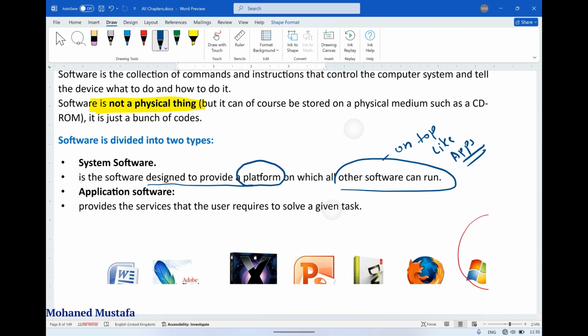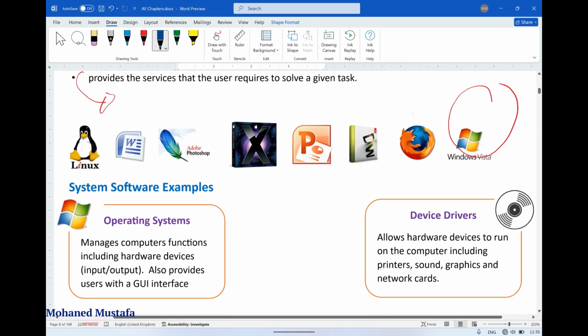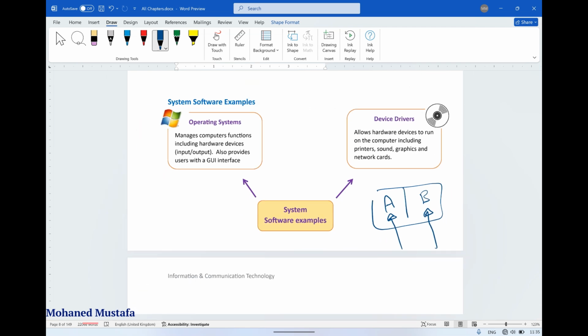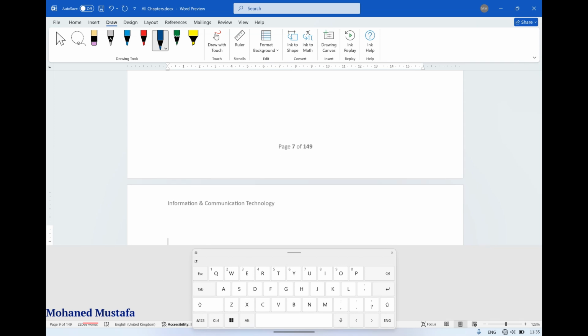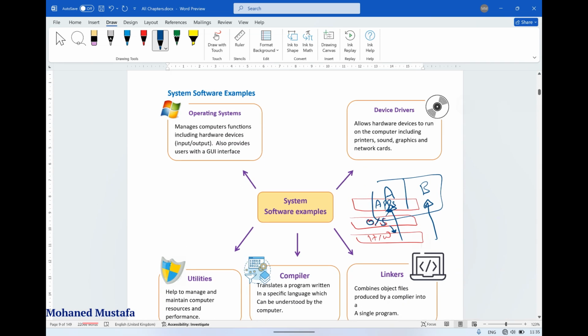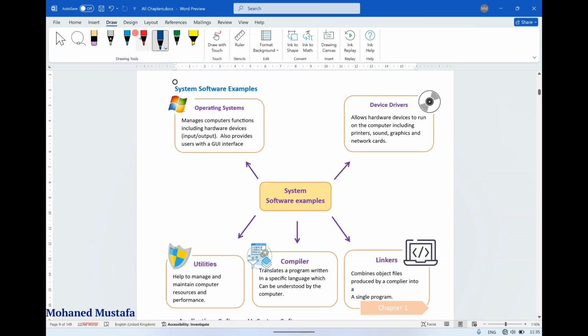What about application software? To do a specific task. They are there to do a very specific task. And that's why whenever we look at system software, you will be asked to give an example of system software. And these are the examples. The major one, the most important one is what? The operating system, isn't it? The most important one is it manages the computer function.